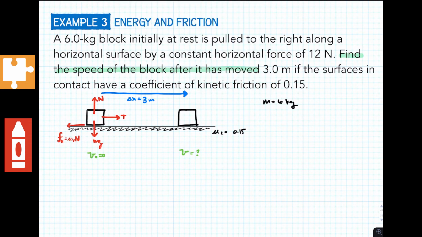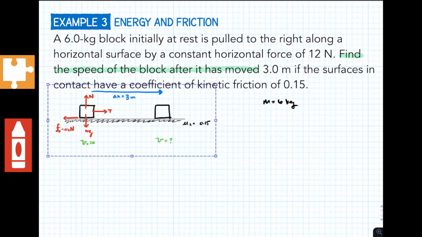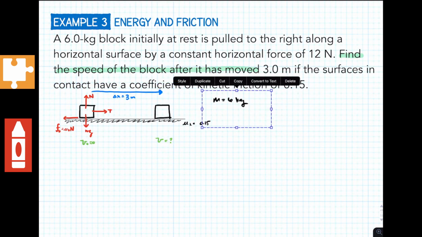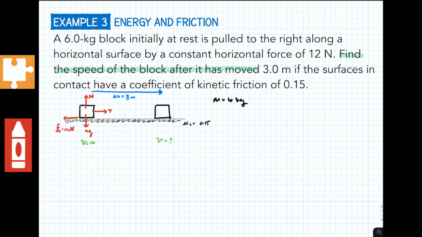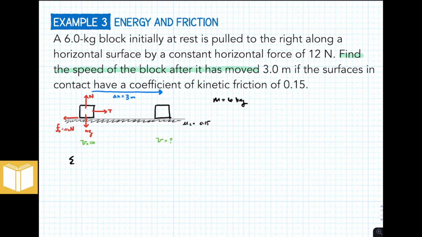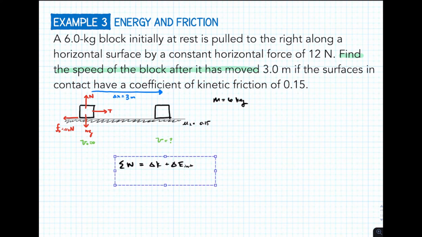So we want to set up our equation. The equation we were just given is, and I'm going to make this a little bit smaller so it doesn't take up so much space. So the equation we were just given is that the sum of all the work should be equal to the change in kinetic energy plus the change in internal energy. Okay? Now there's a couple different ways to do this. Let's start with picking the boundaries for our system.